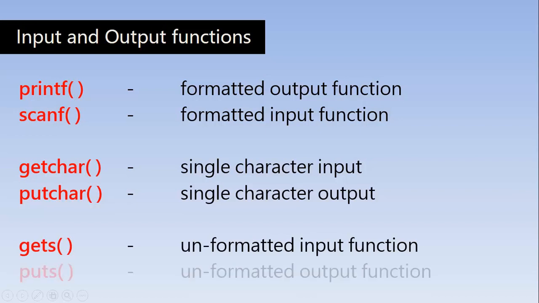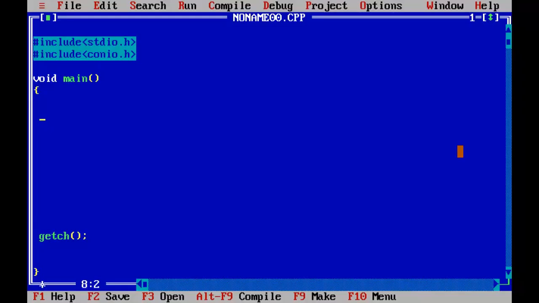Now let's see how to use gets and puts function. The gets function is used to take a string in, that means a group of characters, and the puts function is used to print the string. So friends, here I want to accept a group of characters, right? Just char a will not work here, because a single variable can hold a single character. So I have to take a group of characters.